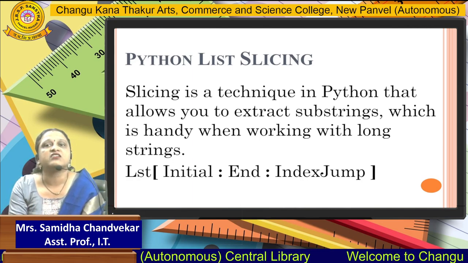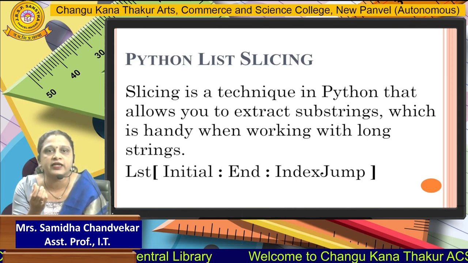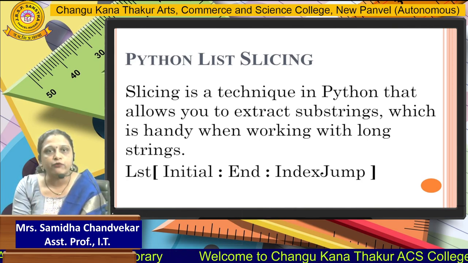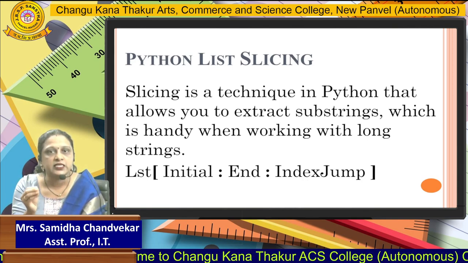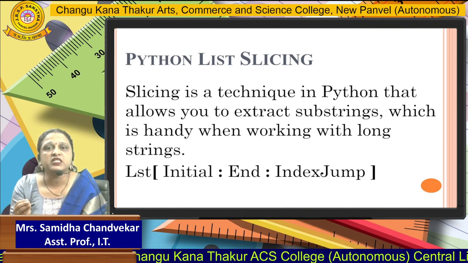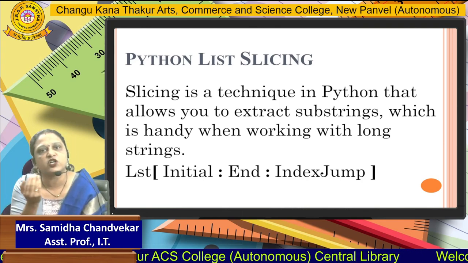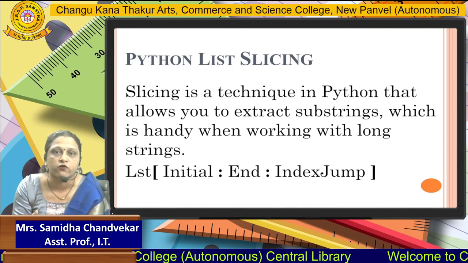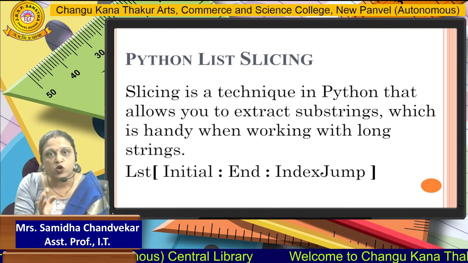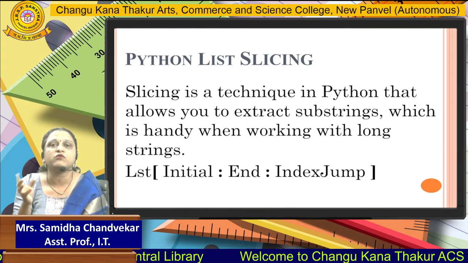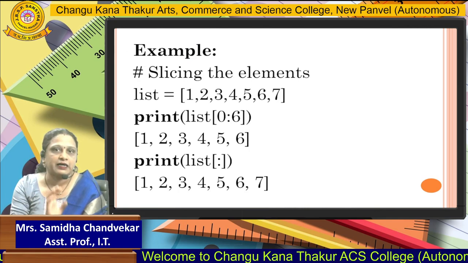For that, there is a syntax: lst. lst means which list you are using. We have to give the initial value, then the colon, then the end. Then the index jump. Index jump is optional if you want to give it. Suppose you want only the even numbers or only the odd numbers, at that time you can give the index jump. So there is an example.